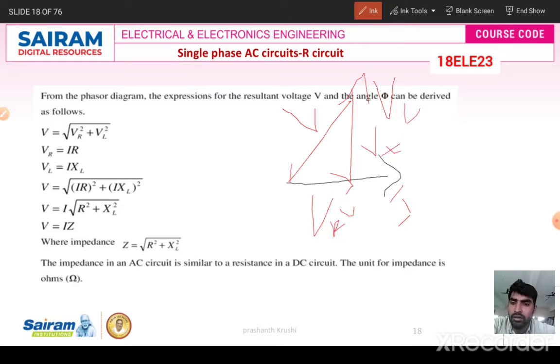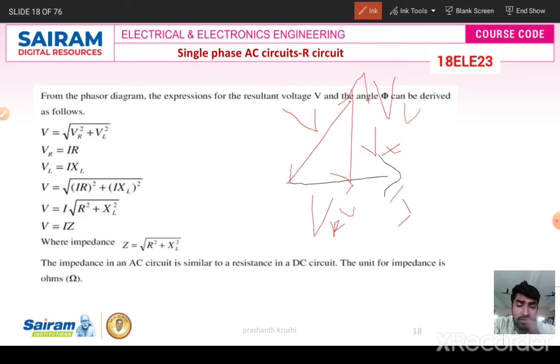So what about V? According to the Pythagoras theorem, V is equal to root of VR square plus VL square. VR is equal to I into R, VL is equal to I into XL, so V is equal to root of (I R) square plus (I XL) square. So V is equal to I into Z, we got the equation, where the impedance Z is equal to root of R square plus XL square. The impedance in AC circuits is similar to the resistance in DC circuits, and the unit of impedance is ohms. So what is impedance? Impedance is what opposes the AC current in the circuit. That is called impedance.